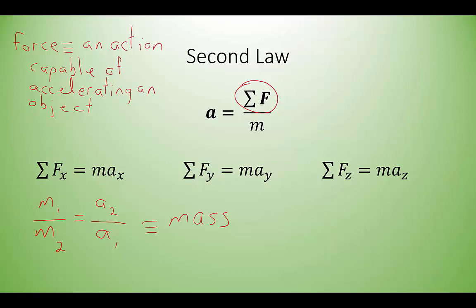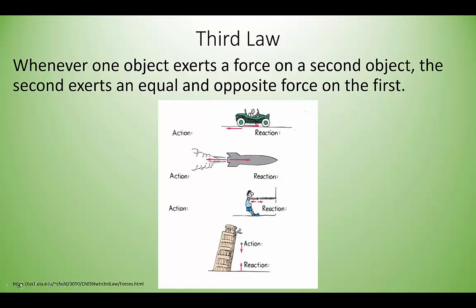All right, Newton's third law says whenever one object exerts a force on a second object, the second exerts an equal and opposite force on the first. So for example, we have this car that's driving down the road. The action force is that the tires push back on the road. The reaction is that the road pushes on the car.